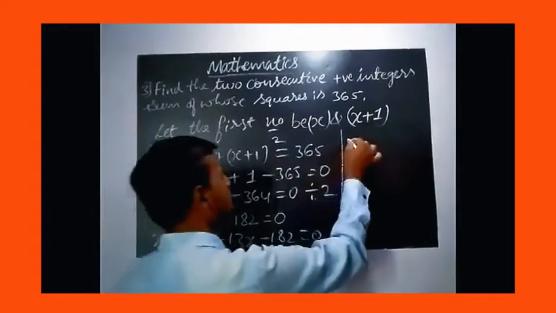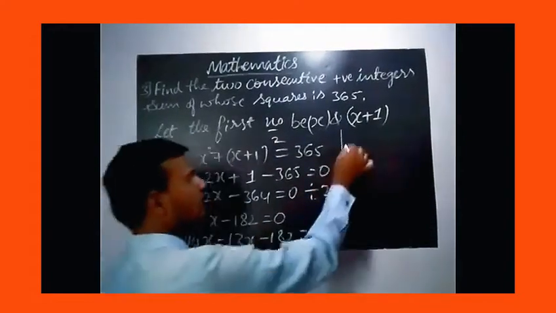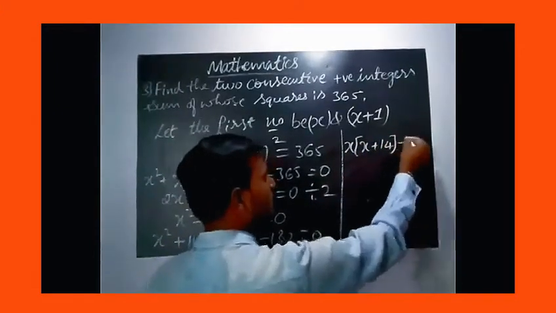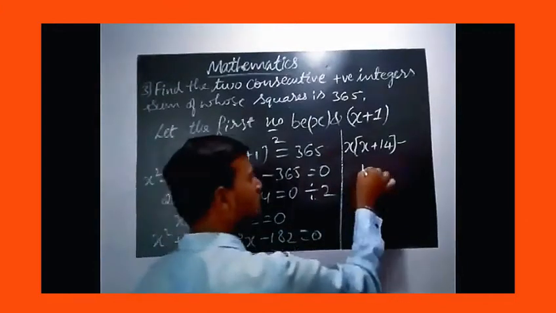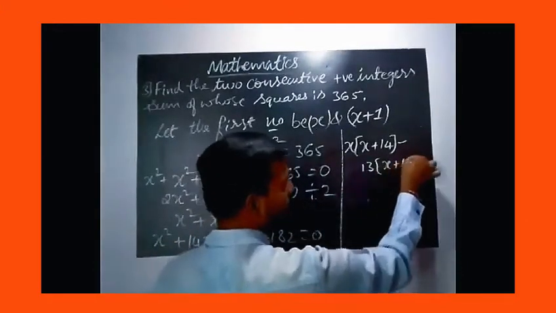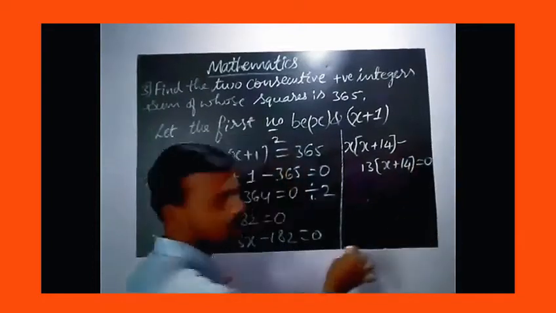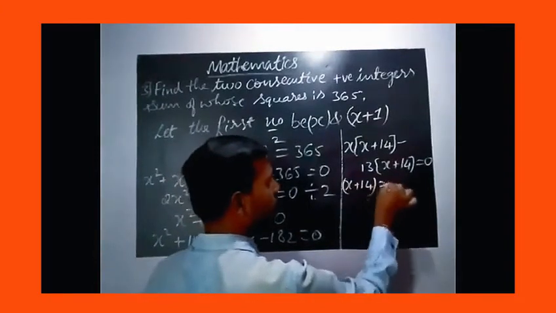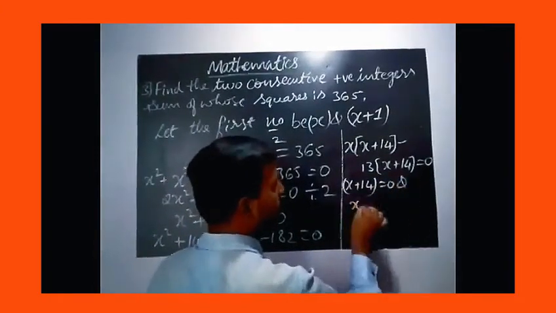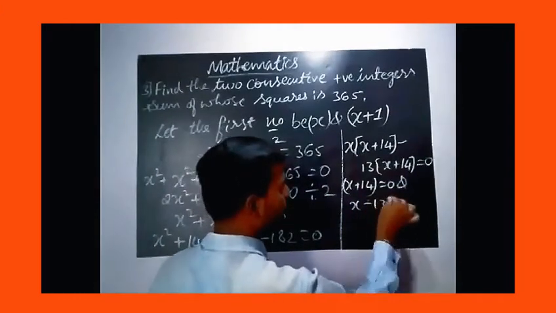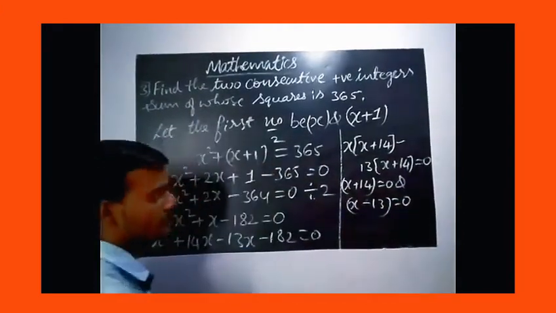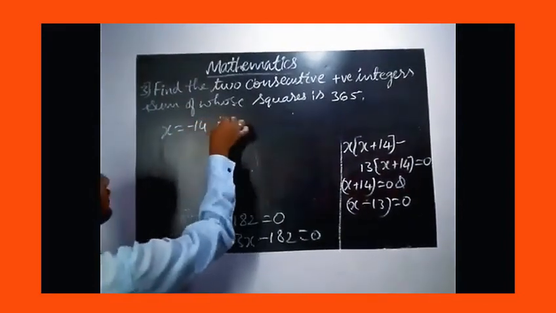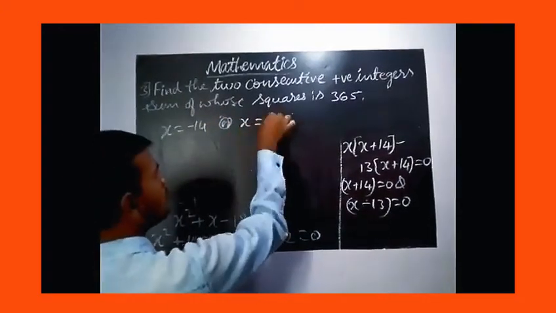Next, in the first two terms, x is common. Take out x, and x plus 14 is left. In the next two terms, we have 13 as common, minus 13 into x plus 14 is equal to 0. Now x plus 14 is common, take it out, and what is left is x minus 13, which is equal to 0. Therefore, x is equal to minus 14 or x is equal to 13.